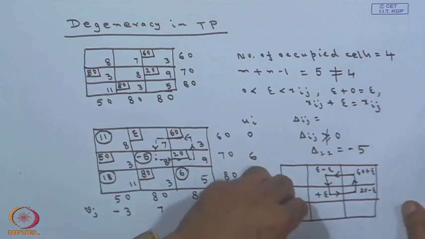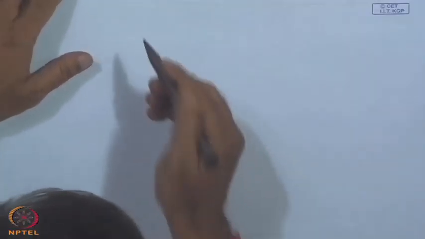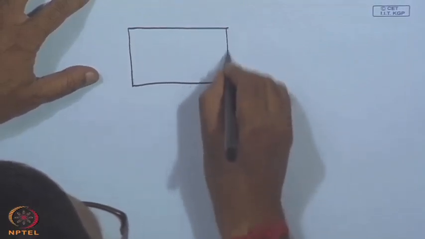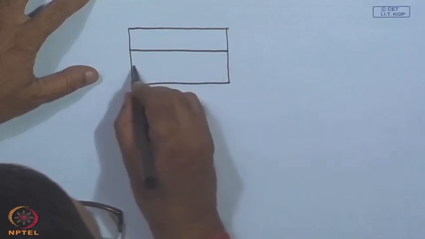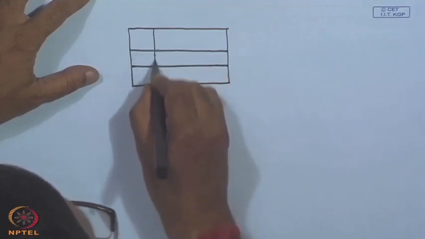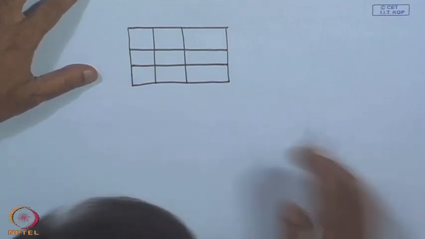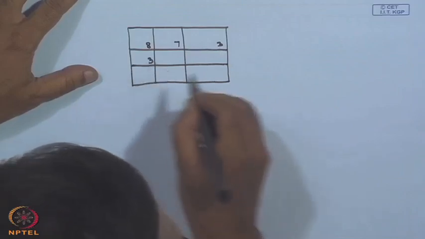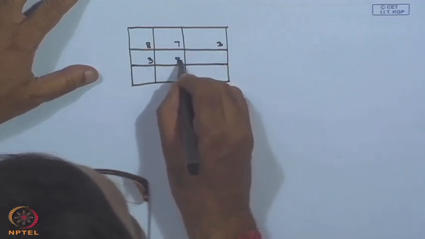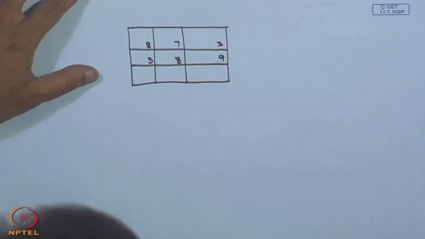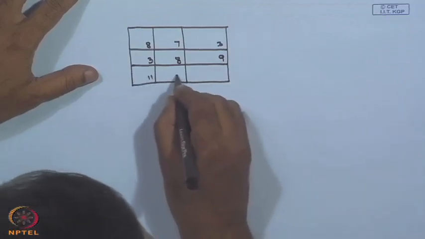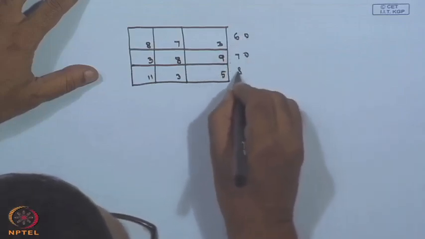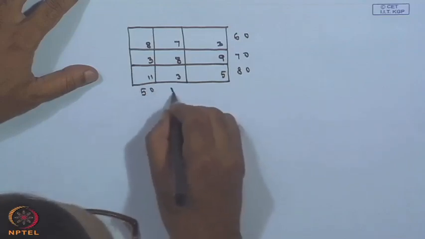So, therefore, in the next table, you are having 3 rows, values are 8, 7 and 3, 3, 8 and 9, this is 11, 3 and 5, supply 60, 70, 80, and the demand is 50, 80 and 80.